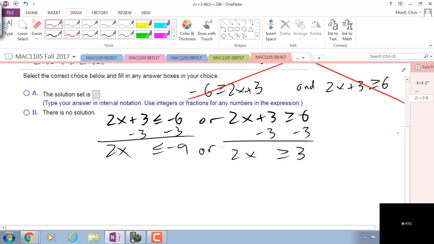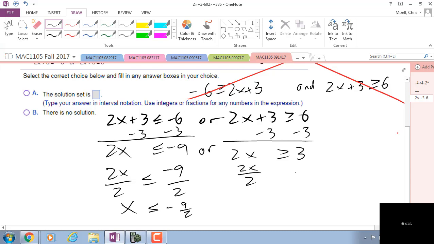Divide both sides by 2. Actually, copy the 2x and copy the negative 9, and then divide both sides by 2. And that's not going to affect the direction of the inequality symbol because 2 is positive. X is less than or equal to negative 9 halves. Likewise over here. X is greater than or equal to 3 halves, hanging on to that OR all the way down.